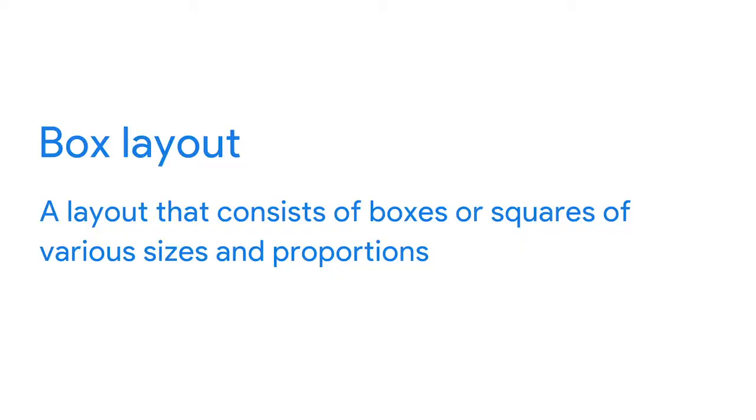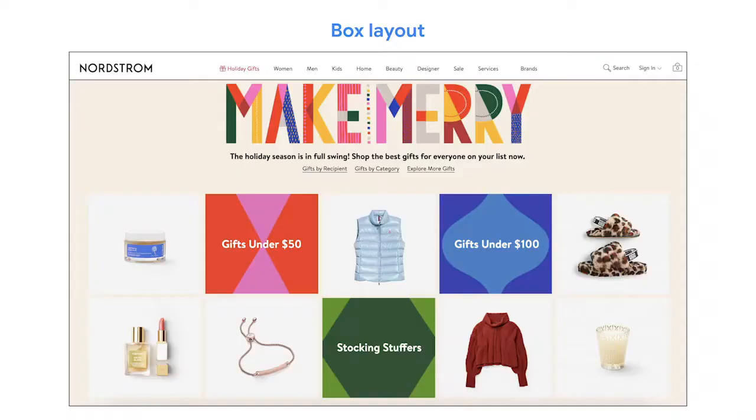The box layout is a layout that consists of boxes or squares of various sizes and proportions. Box layouts are often found at the main starting point or homepage of a website. In this example, Nordstrom uses boxes to organize different categories of gifts for the holiday season. The box layout allows users to quickly navigate to gifts of varying price points and item types. Using a box layout allows e-commerce websites to easily swap out items that are relevant depending on the season or a sale they want to draw users' attention to.